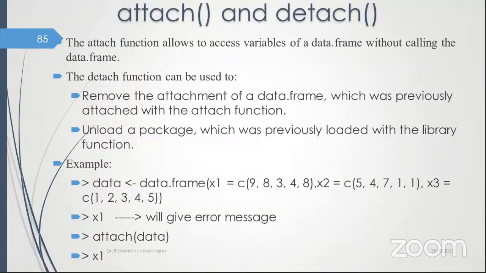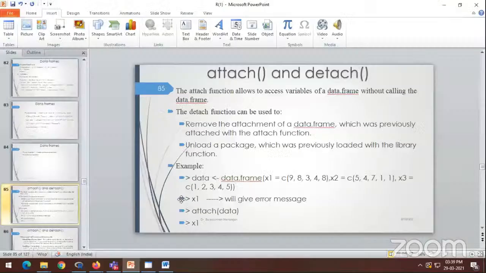If you want to extract a particular row or column alone, you need to attach the data frame, which is done by the attach function. The attach function allows you to access the variables inside a data frame. If you want to call them separately, you can do that. I'll show this one.